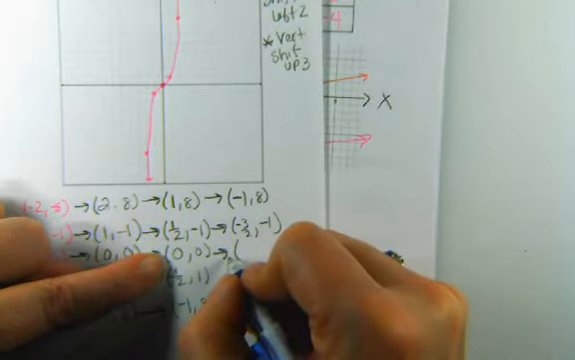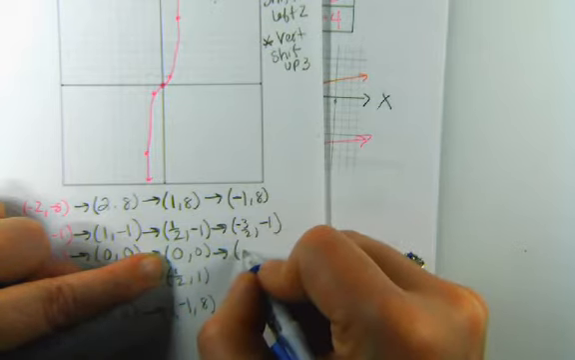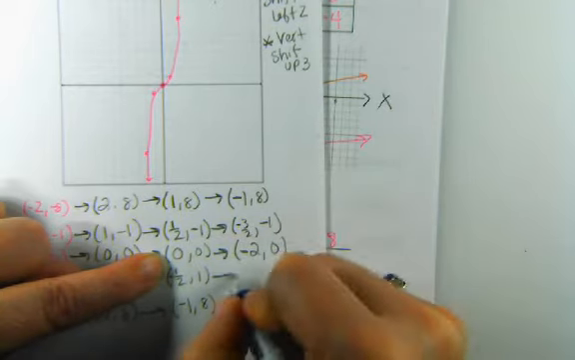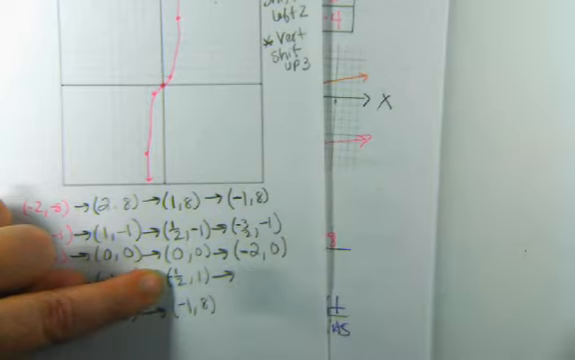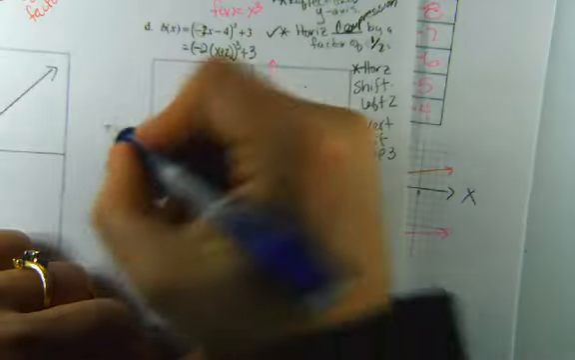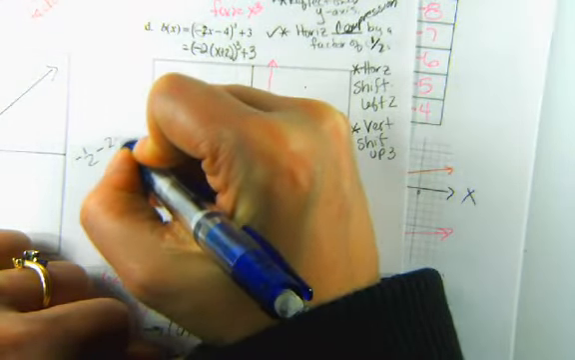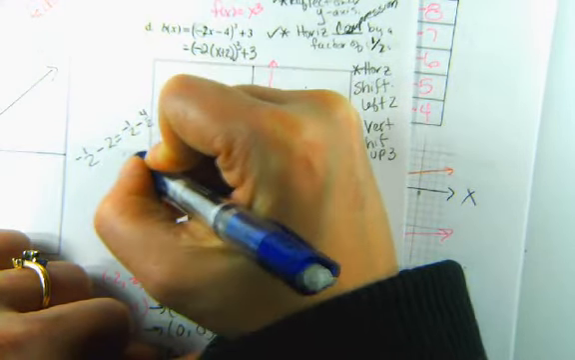Negative 1/2 minus 2. For those that need to see this, negative 1/2 minus 2 is the same as negative 1/2 minus 4/2 to get negative 5/2. Leave the y value alone. Negative 1 minus 2 is negative 3. Leave the y value alone.